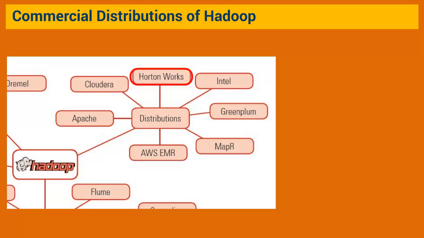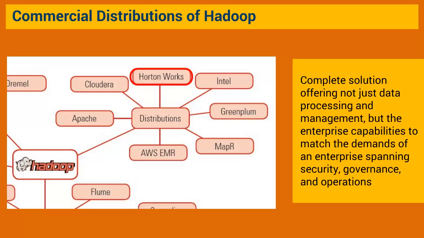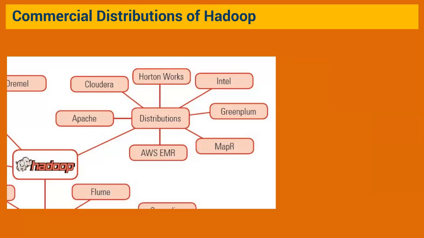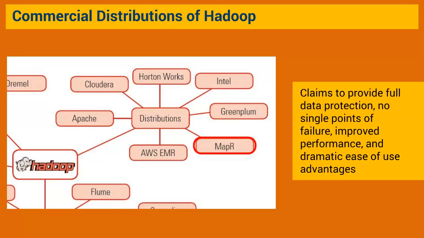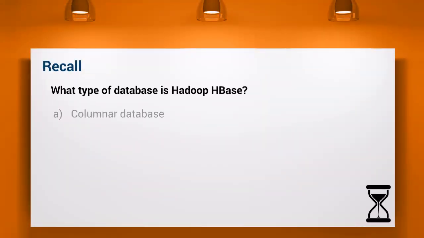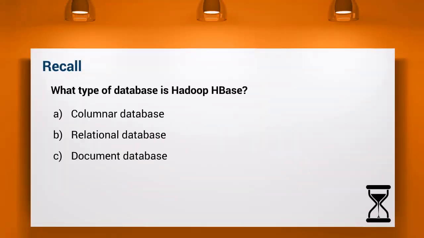Hortonworks Data Platform is a complete solution, offering not just data processing and management, but the enterprise capabilities to match the demands of an enterprise spanning security, governance, and operations. All of this is delivered in 100% open source. MapR's Apache Hadoop distribution claims to provide full data protection, no single points of failure, improved performance, and dramatic ease of use advantages. Now that you know about the Hadoop distributed computing environment, let's see how much you recall.